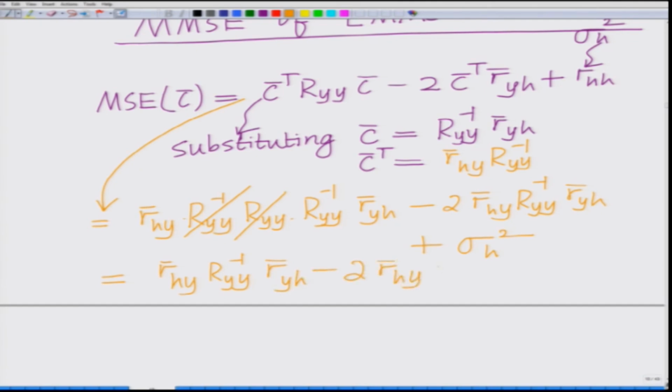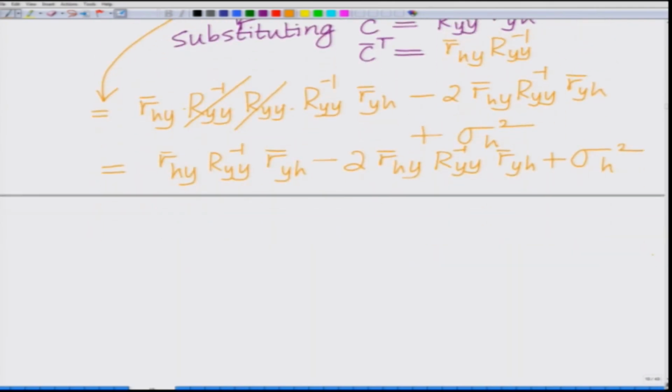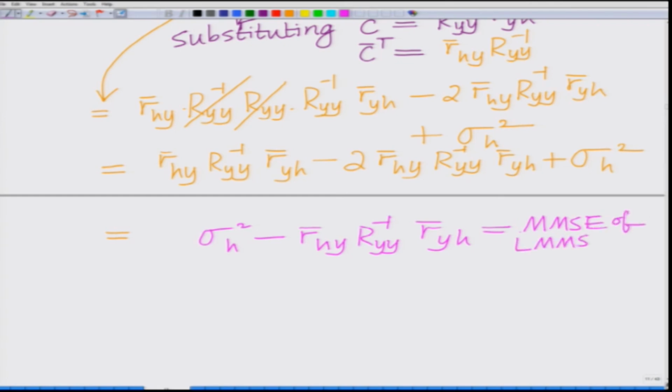Interestingly, we have the same quantity R bar HY RYY inverse R bar YH plus sigma h square, and therefore, finally, this gives sigma h square minus R bar HY RYY inverse R bar YH, and this is equal to the MMSE, the minimum mean squared error of the LMMSE estimator.